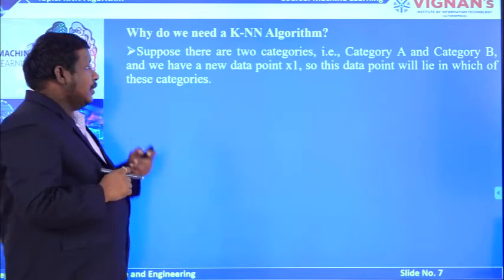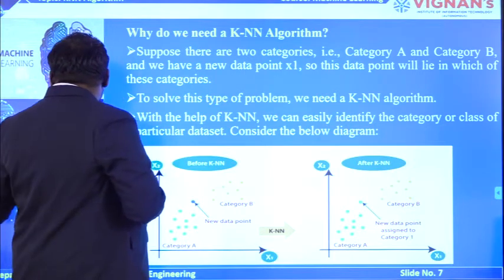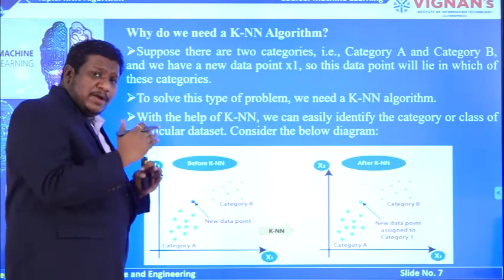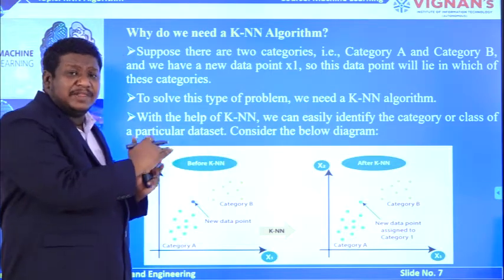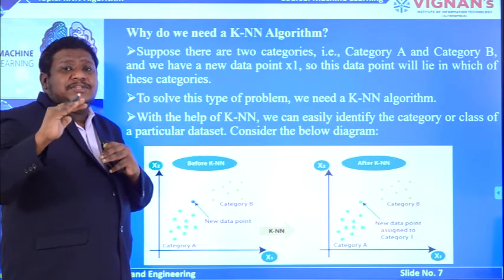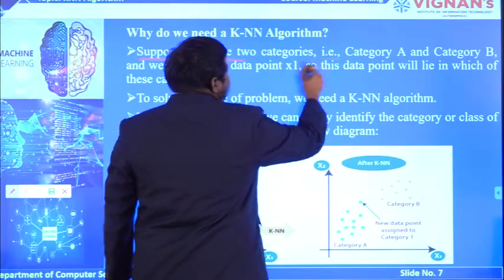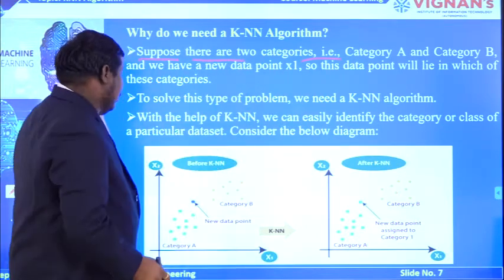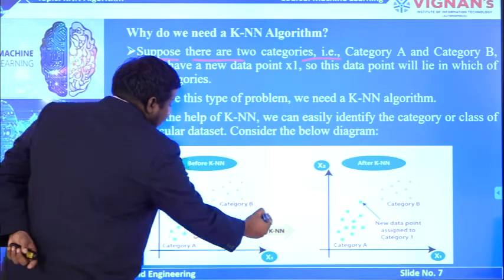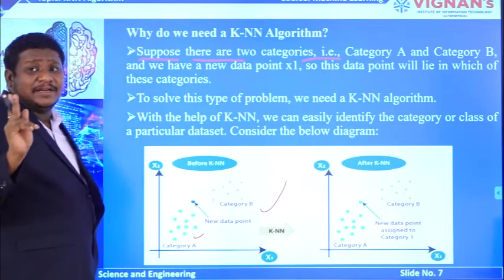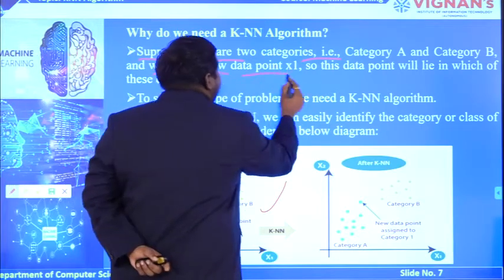So in conclusion, why do we need this KNN algorithm? In earlier days and now, before the development of the KNN algorithm and after its development, what is the main difference in the allocation of the data available in a data set? Suppose there are two categories, category A and category B. In this diagram you can easily see this is category A and this is category B. So we have taken two categories of data, and we have a new data point x1.